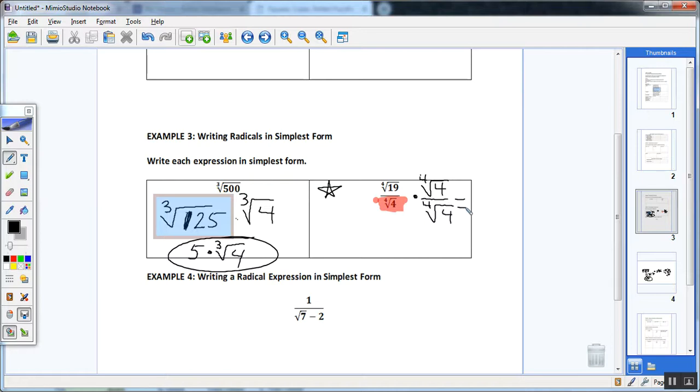What's 19 times 4 here, kids? So this becomes the fourth root of 76 over the fourth root of what?